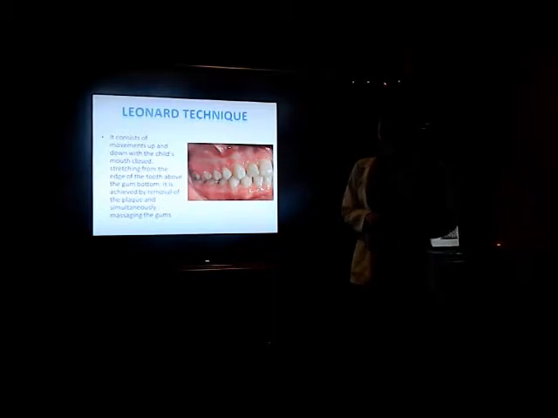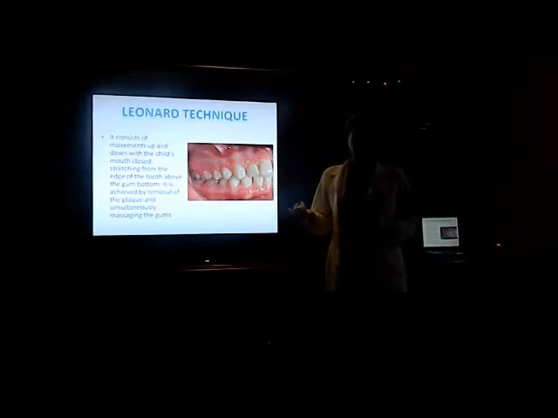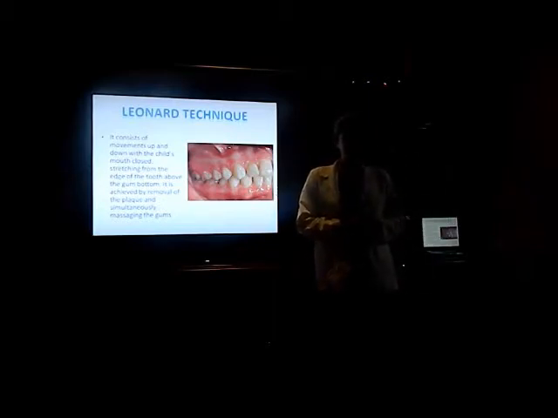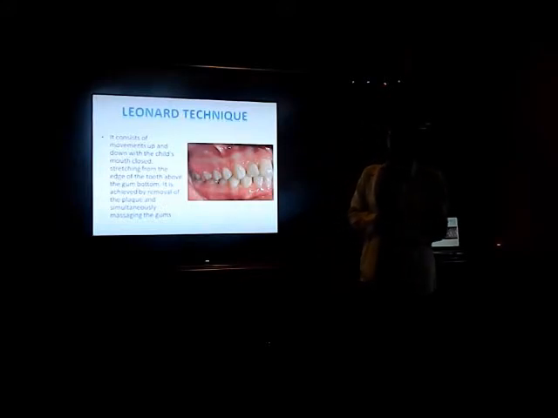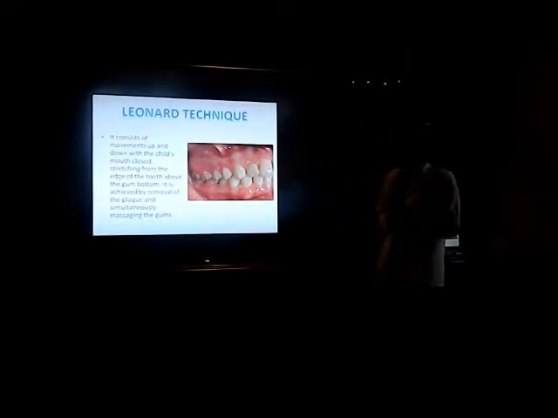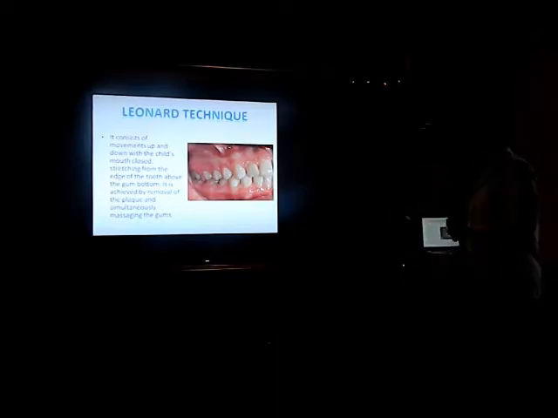The Leonard technique consists of movements up and down with the child's mouth closed, stretching from the edge of the tooth to the gum bottom. It is achieved by removal of the plaque and simultaneously massaging the gums.